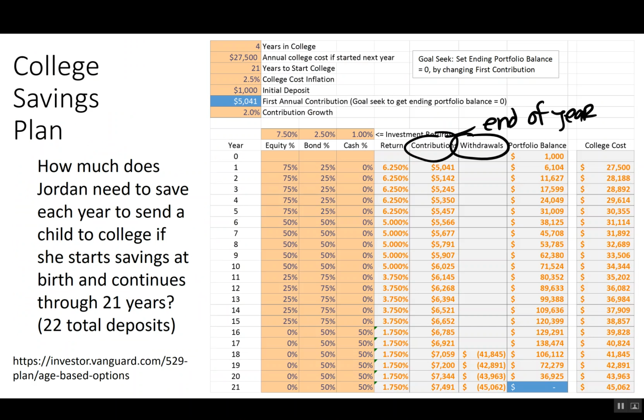Now let's talk about the college savings plan. I said that Jordan's expecting a baby any day now. And what we're going to do is assume that this baby is going to be sent to a state university that currently costs $27,500.